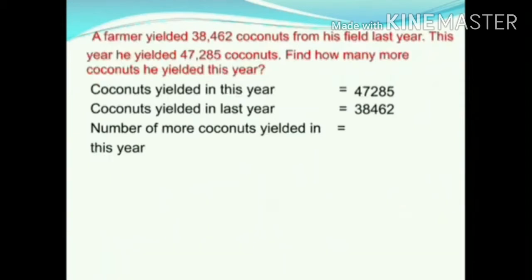A farmer yielded 38,462 coconuts from his field last year. This year he yielded 47,285 coconuts. Find how many more coconuts he yielded this year. Coconuts yielded this year is 47,285. Coconuts yielded last year is 38,462. Now we should find out the number of more coconuts yielded this year.